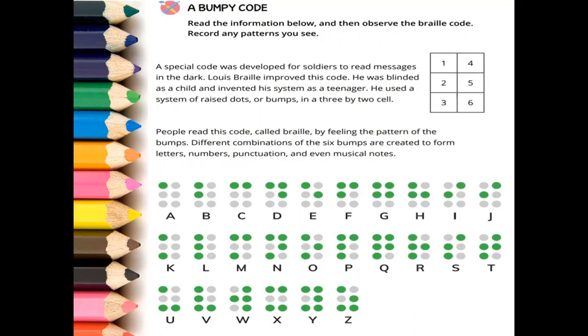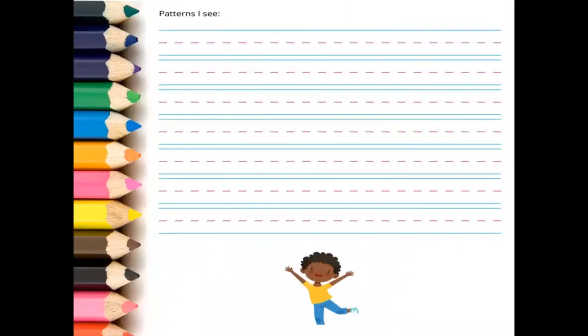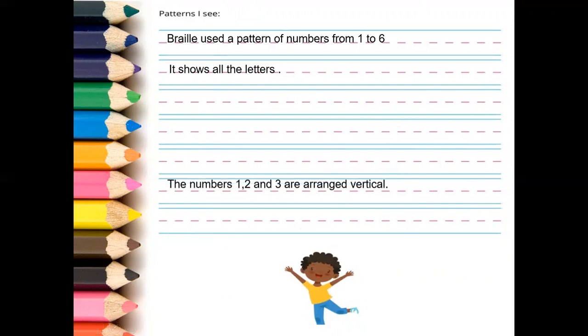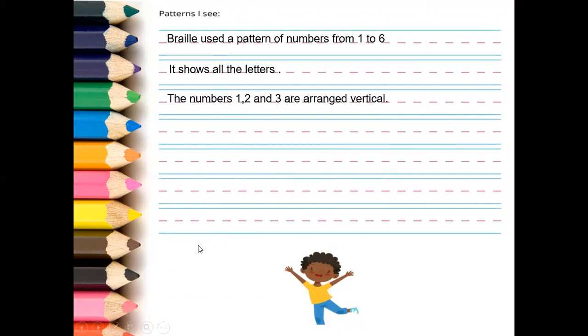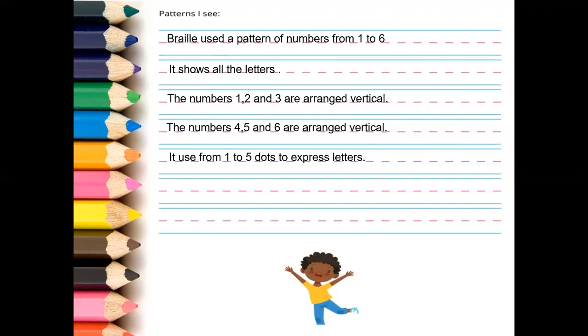Now, turn to the next page to record a pattern that you can see. Braille used a pattern of numbers from 1 to 6. It shows all the letters. The numbers 1, 2, and 3 are arranged vertically. Numbers 4, 5, and 6 are also arranged vertically. It uses from 1 to 5 dots to express letters, and the digits of numbers give it the chance to be used for musical tones.